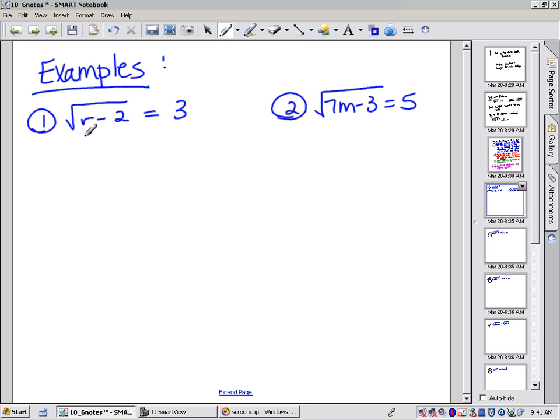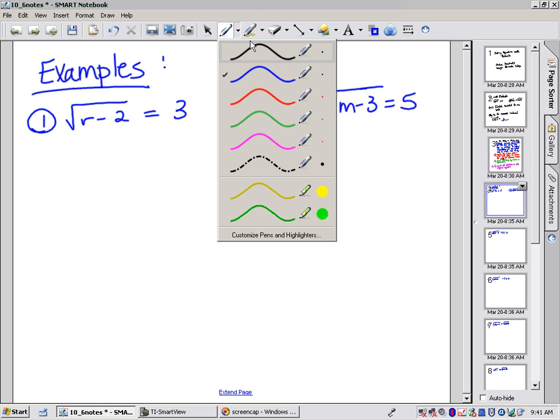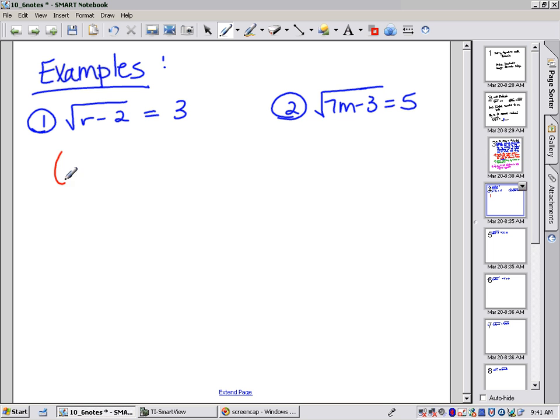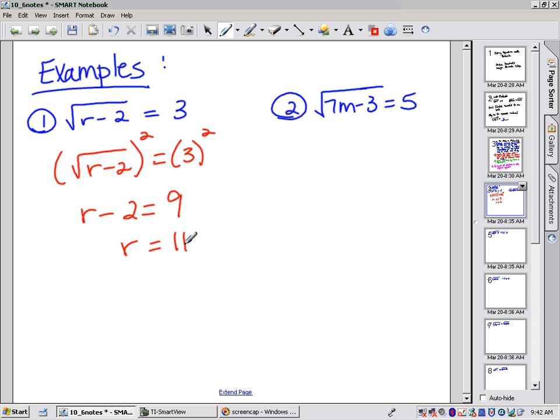So if we have the square root of r minus 2 is equal to 3, what we would do here, since we have the radical expression already isolated, we would have to raise both sides to the power of the index, which in this case is a 2. And in doing so, squaring the square root of r minus 2 just gives us r minus 2 is equal to 9. Now we can add 2 to both sides to get r is equal to 11.